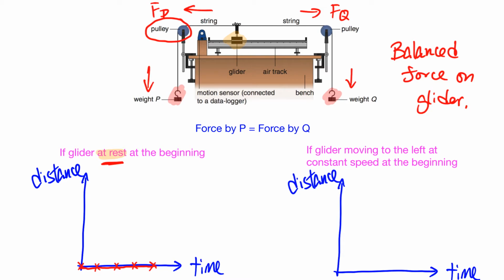But if the glider itself is moving to the left at the beginning, and we still have the balanced force, Fp and Fq will cancel each other. So the glider will continue moving to the left at its own speed. Because it's at its own speed, the distance traveled will be a straight line, so that is a uniform motion. Get it?